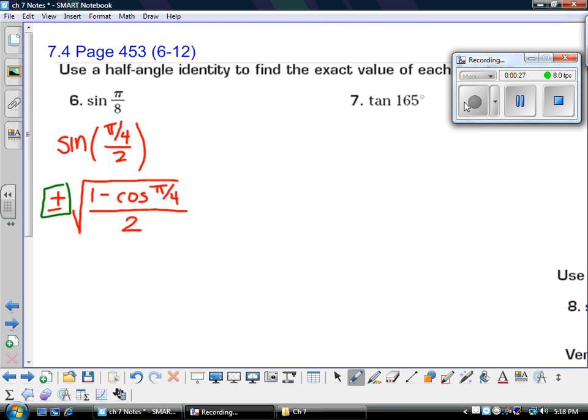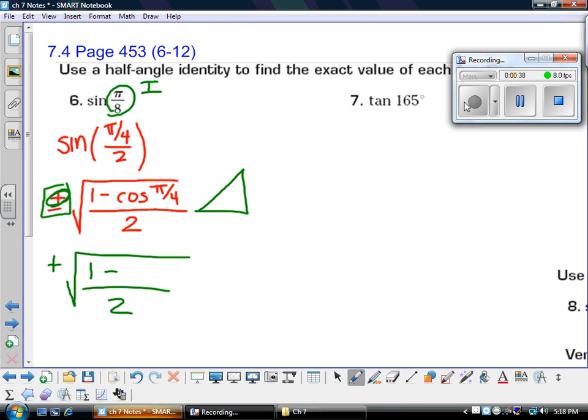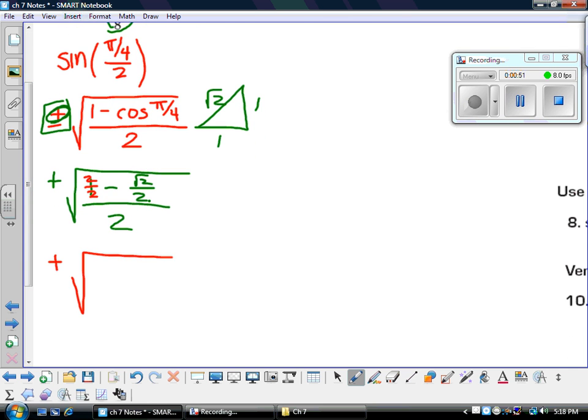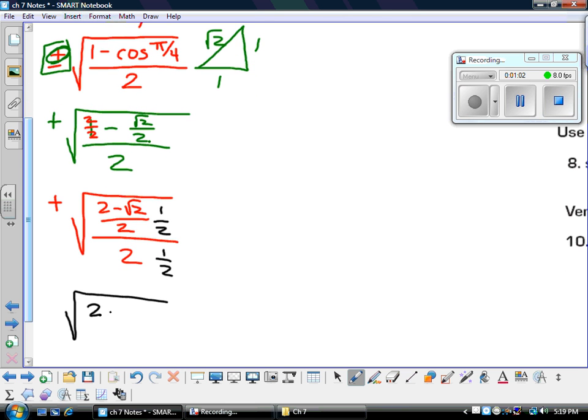Deciding on the plus or minus, we'd go back to the original. That's in the first quadrant, so that means we're going to be positive. The cosine of pi over 4 is the cosine of 45 degrees, which is square root of 2 over 2. We need a common denominator on the top. Get rid of the fraction in a fraction by multiplying by the reciprocal to get your final answer.